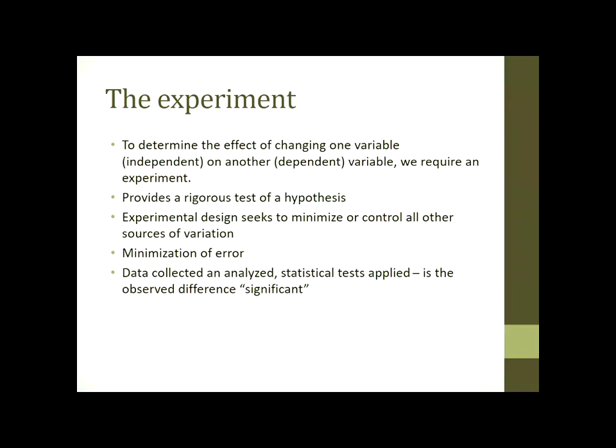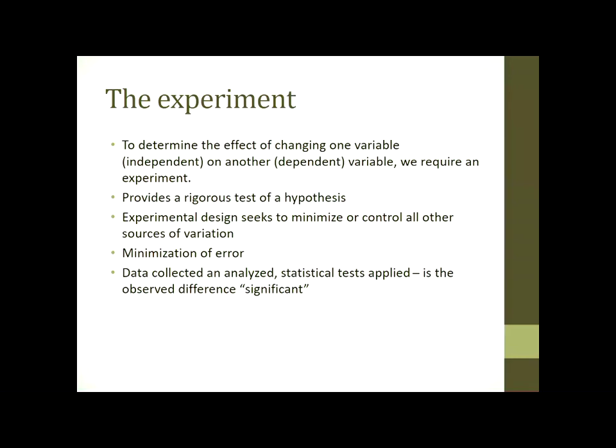Now, this is a very narrow way of looking at research. A lot of you will do experiments, but understand it's not the only way to do research. It's actually one of many. What we're trying to do is determine the effect of changing one variable, an independent variable, on another variable, a dependent variable. So in the case of the experiment, we're trying to understand causality. If we change this, does it cause this?